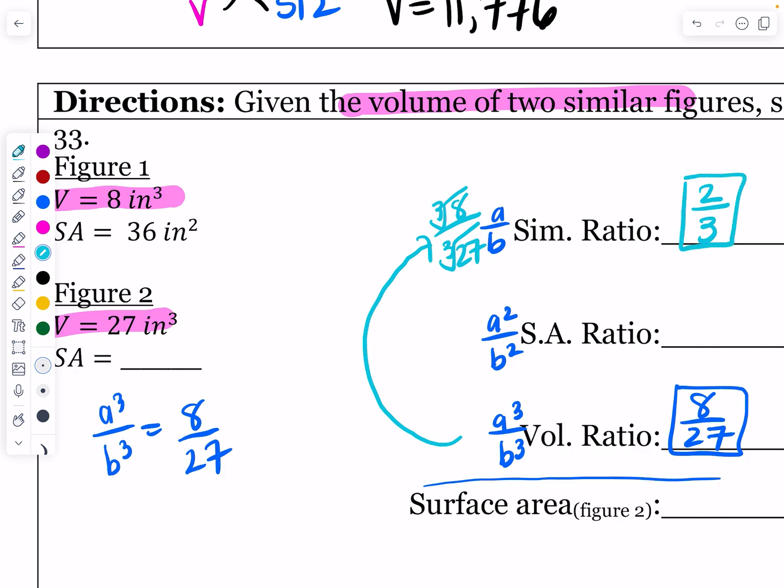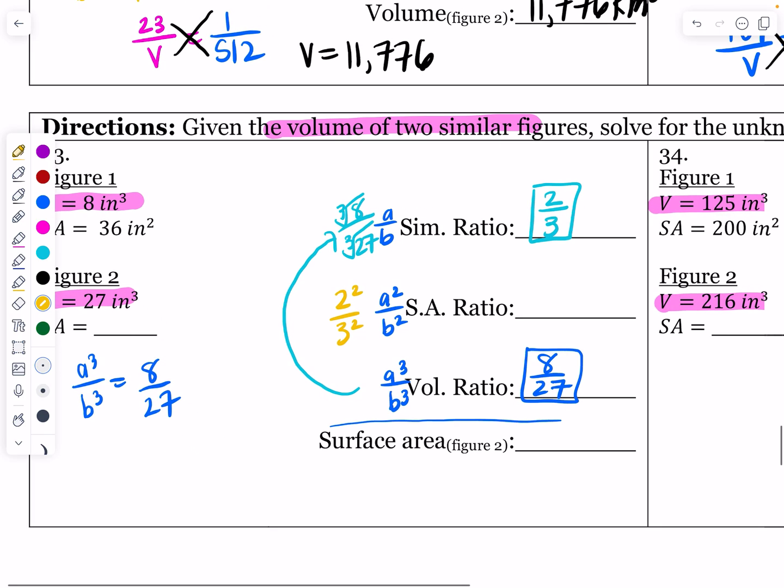There's A, there's B. How do I use that to find my surface area ratio? Well, I'm just going to take 2 and square it. I'm going to take 3 and square it because we want to square both of those. So what is my surface area ratio going to be? 4 over 9. And then it gives me the surface area of the smaller shape, and it wants to find the surface area of the larger shape. So I'm going to put an X there.